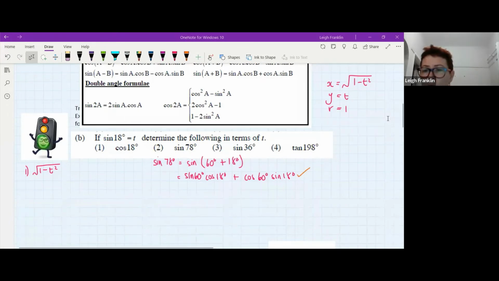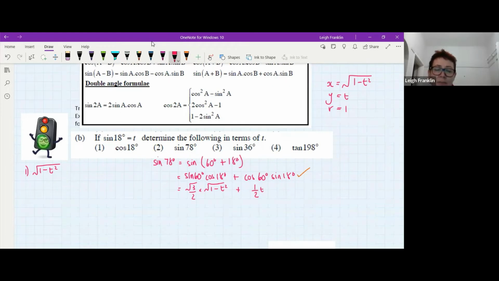Okay, there we go. All right, so now that we've done that, we're going to use our special angles. And if you learn them off by heart, it just makes it so much easier. You don't have to go backwards and forwards. So the sine of 60 is root 3 over 2, times cos 18, which is root 1 minus t squared. Plus the cos of 60, which is a half, and the sine of 18 is going to be t, just like that.